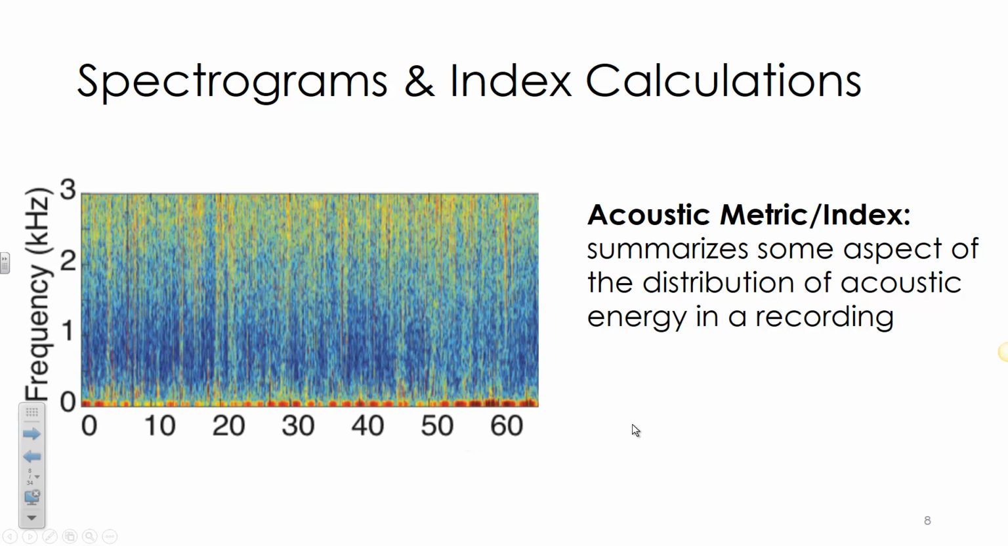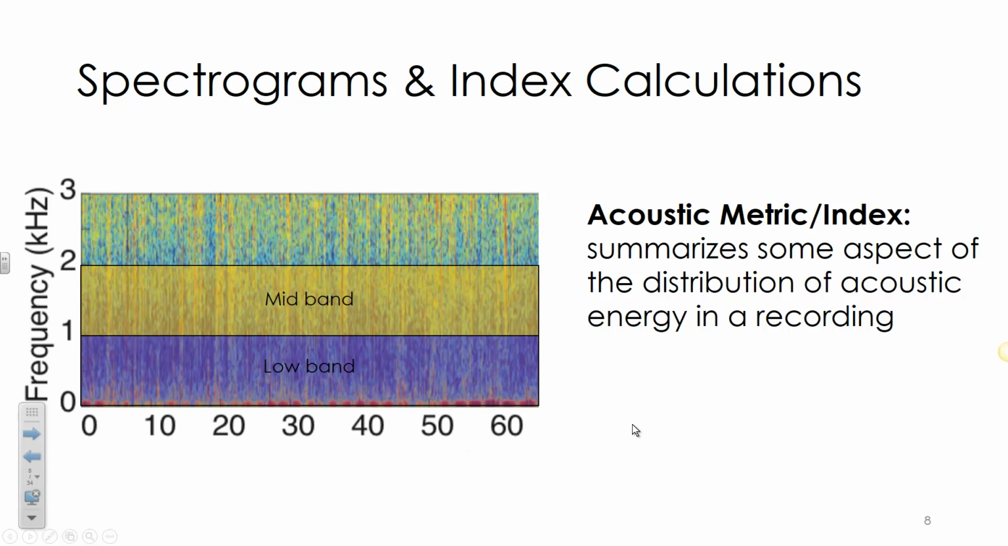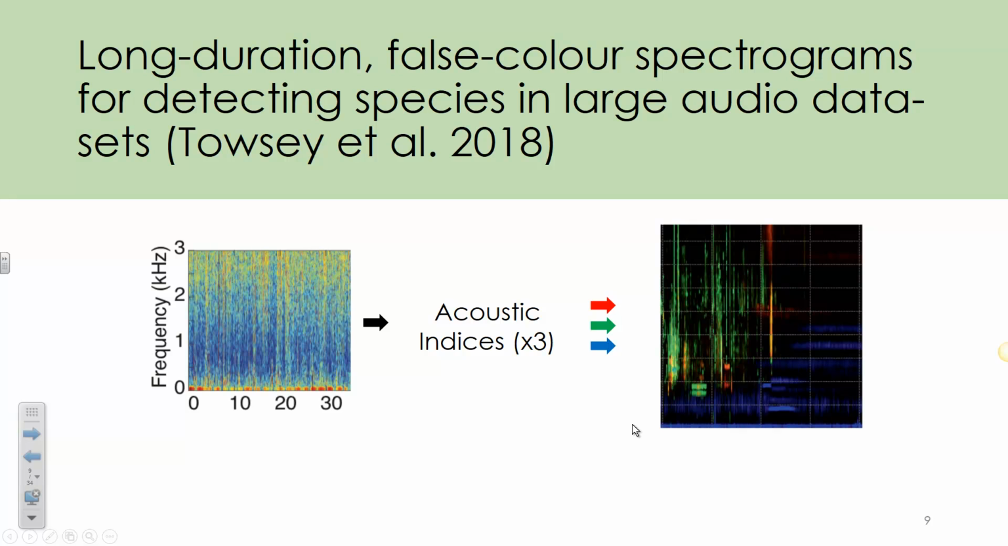And so they did that for the entire recording, but then also broke it up by different frequency bands, because different species will vocalize at different frequencies. So some might have really high-pitched vocalizations, others might have low. And so getting an idea of how the energy changes over time and frequency is important to characterizing the soundscape. And with that, we'll get on to the first paper.